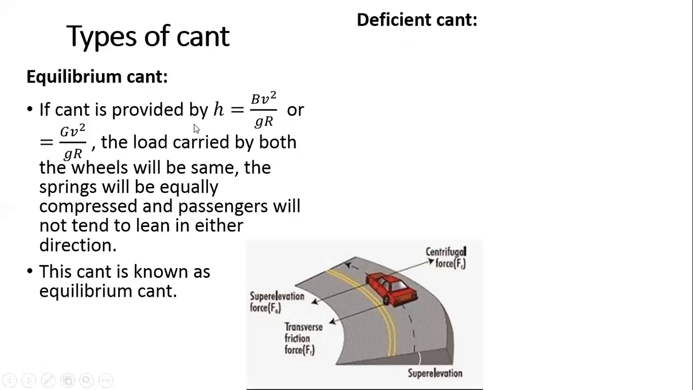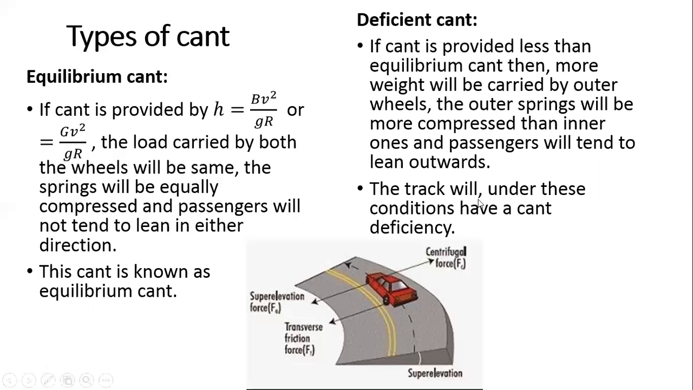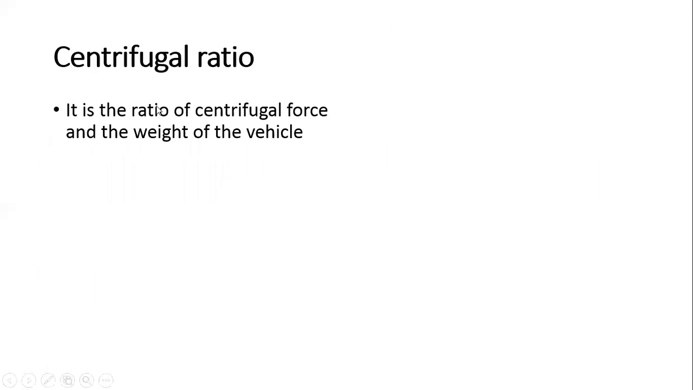Now, what is deficient? If h provided here is less than this value or this value, then what will happen? The passenger will either move to the left side or to the right side. They are leaning. So this cant is called your deficient cant. So the track under these conditions has a cant deficiency. Clear? Now, what is centrifugal ratio and what is the use of this centrifugal ratio?